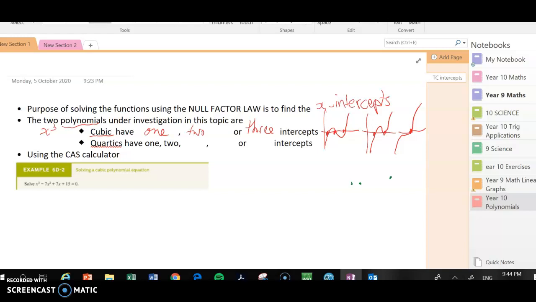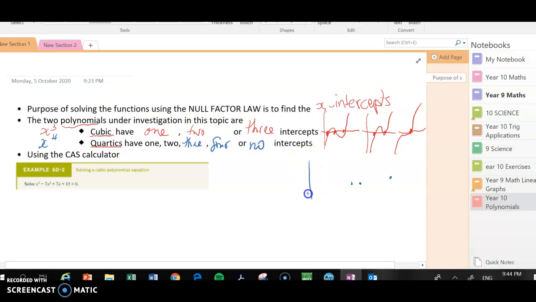The other polynomial that we're looking at, of course, are the quartics. That's x to the power 4, or degree 4. As a result, they will have either 1, 2, 3, 4, or, can anyone guess what the other option is? That's right, no intercepts.